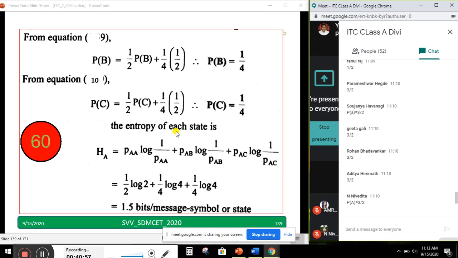Shall I go to the previous slide? I think 1 by 2 everybody has told. Probability of A, everybody has written correct. Probability of B and C, you just check it. Equation number 9 and 10 you have to fill. So HB, HC you calculate and find out H also.